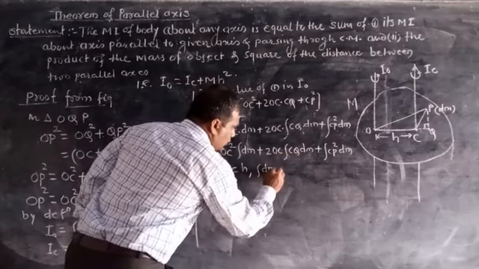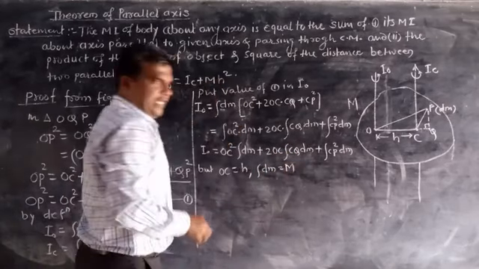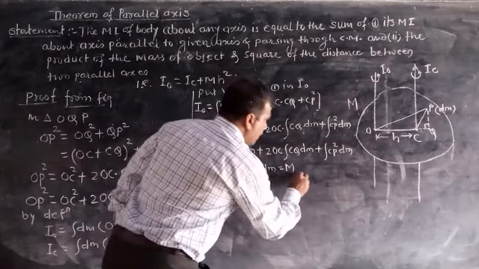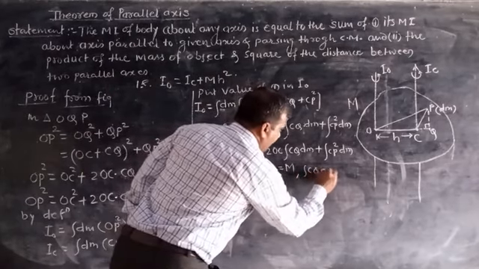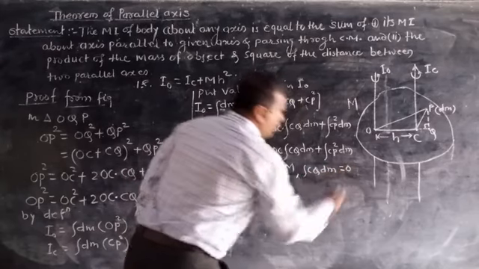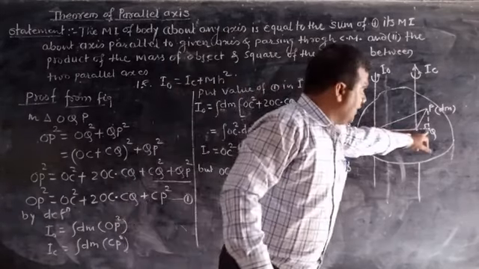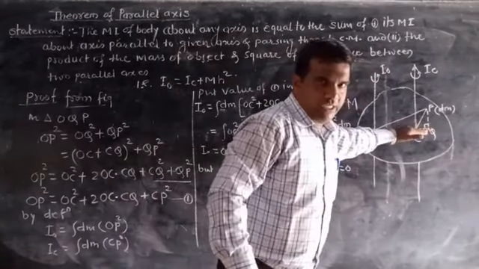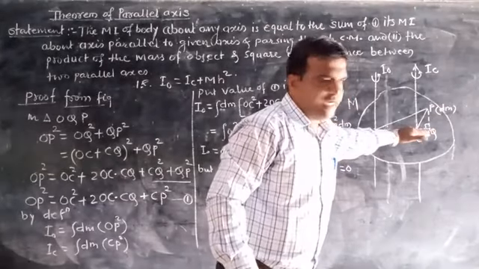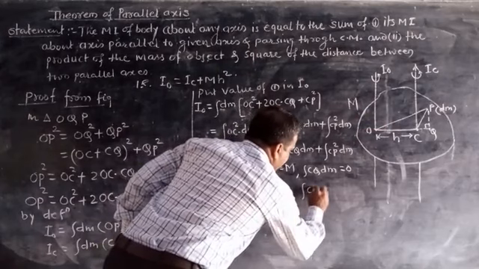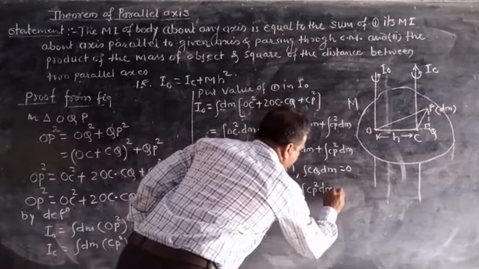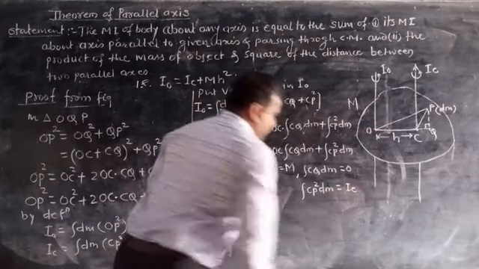Integrating dm is equal to capital M. And integrating CQ into dm is 0, because CQ is along the axis OC, or on the line OC, and therefore its integration is 0. And integrating CP square dm is equal to IC.